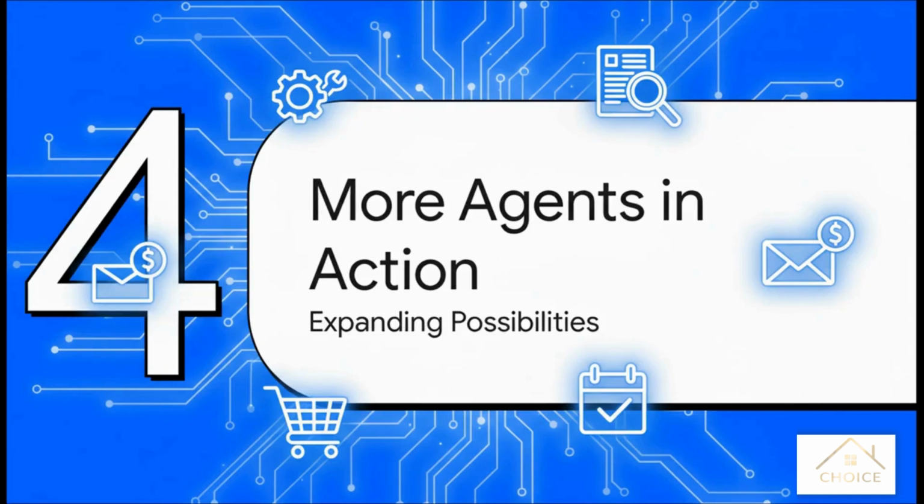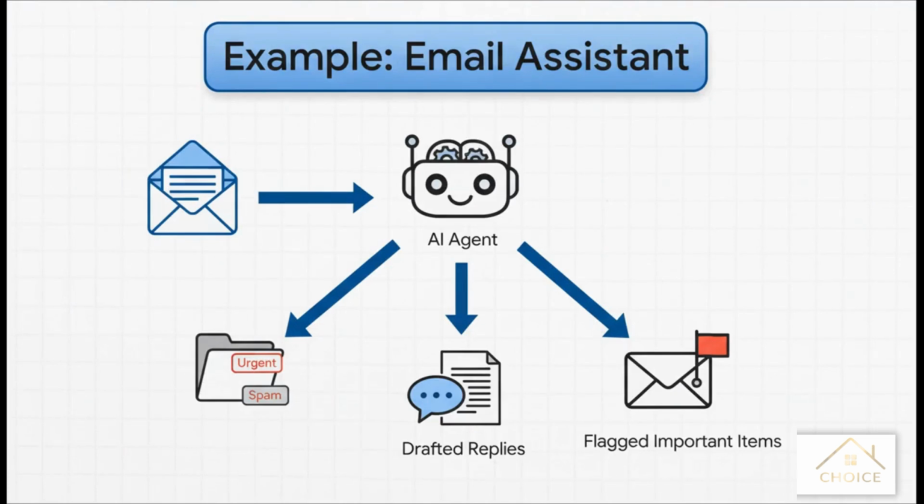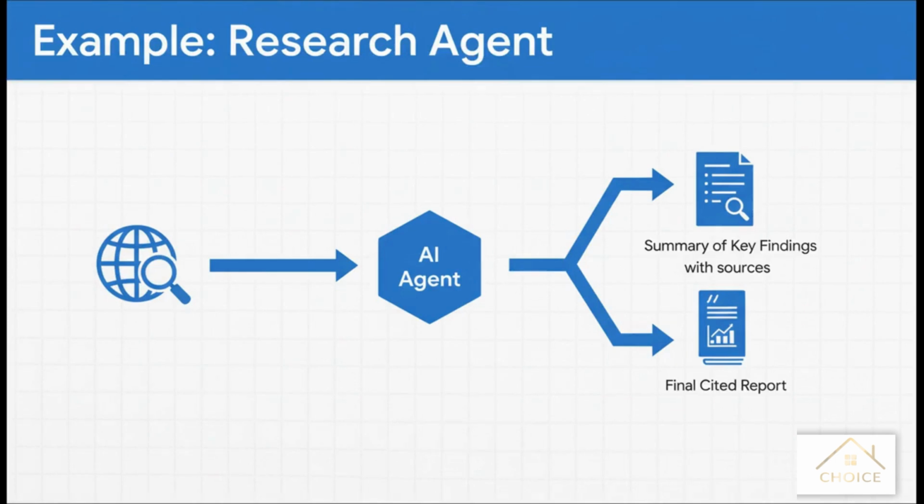So that was just one example, right? But the possibilities here are pretty much endless. Let's just quickly run through a couple more ideas so you can see how flexible this tool really is. Imagine building an email assistant. It could scan your inbox, automatically sort emails by what's urgent and what's not, draft replies to all the common questions you get, and then flag the really important stuff for you to handle personally. Or how about a research assistant? You could have an agent that just constantly scours the web for news on a competitor or a market trend, summarizes everything it finds, and gives you a report with all the sources. That's a task that would take a human hours, done in minutes.